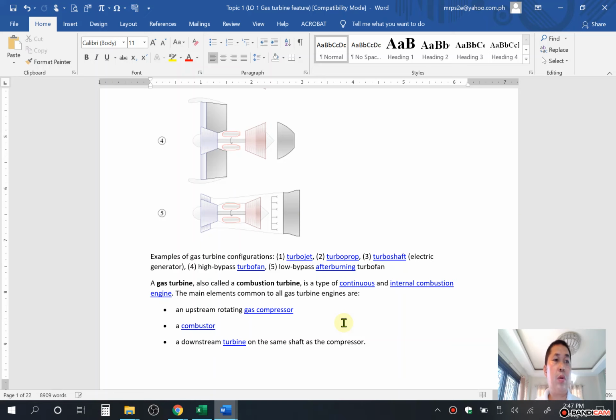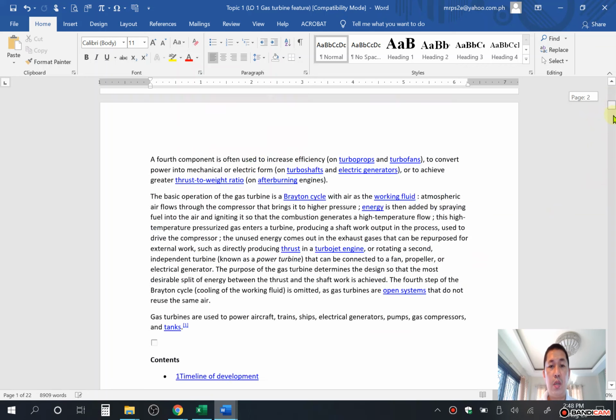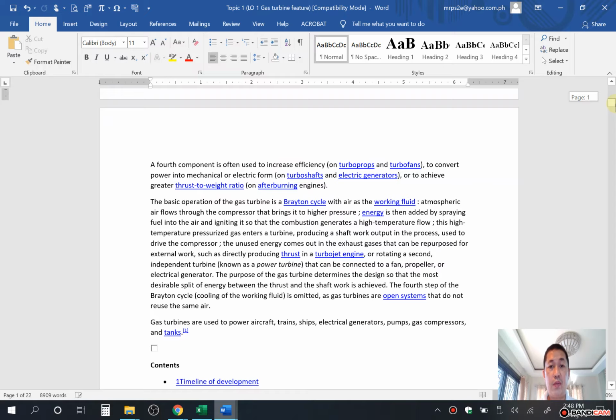There are also Navy ships where the engine is gas turbine. In power plants also, there are gas turbines to drive the generator to produce electricity. So that is the application of gas turbine.